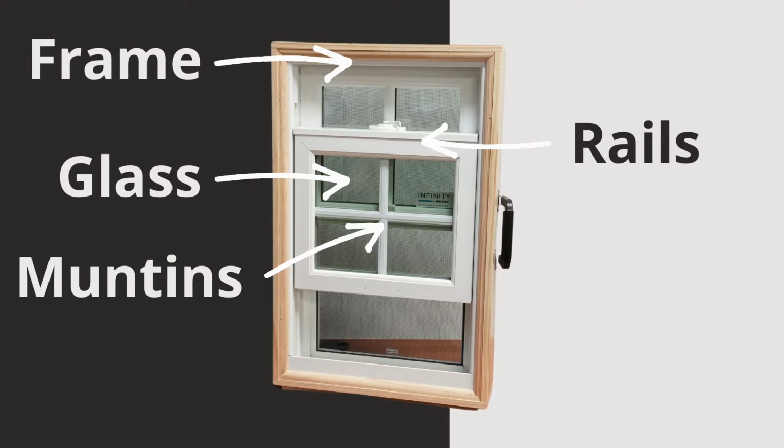The rails are the horizontal parts of the frame, with the stiles being the vertical components. These terms might be familiar if you've ever worked with doors or other types of framing.